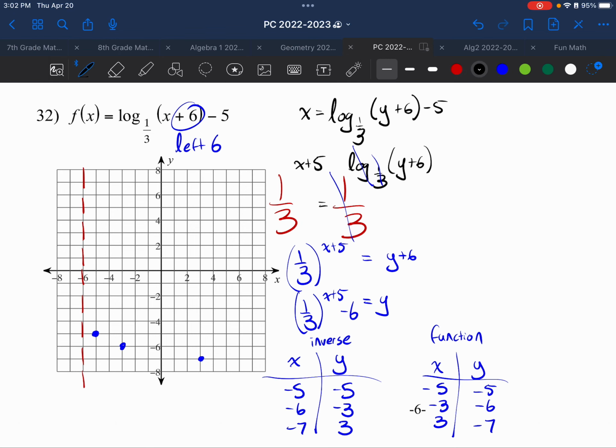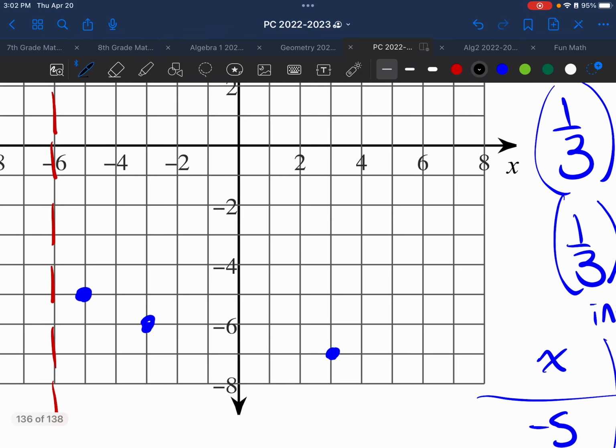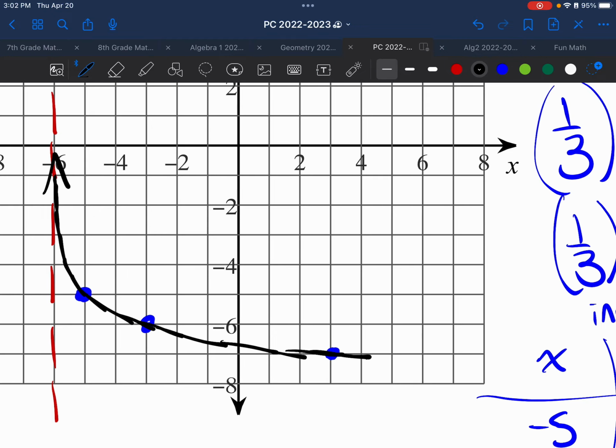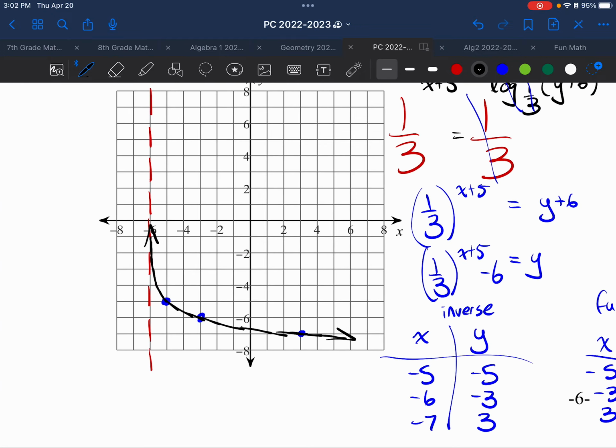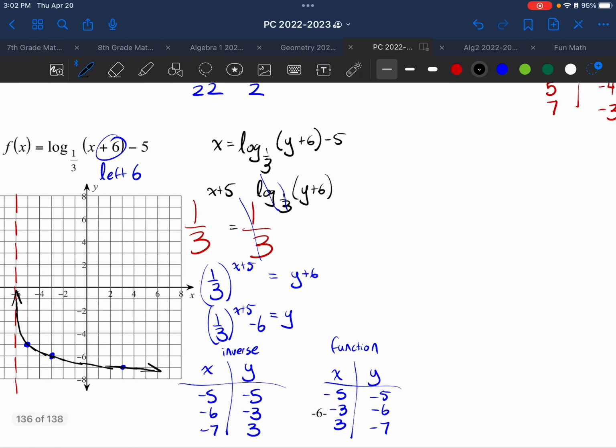So in theory, we are going to have a line that gets closer and closer to this asymptote, and it comes down through these points like so. There we go. There's our graph. Whew. On to number 33.